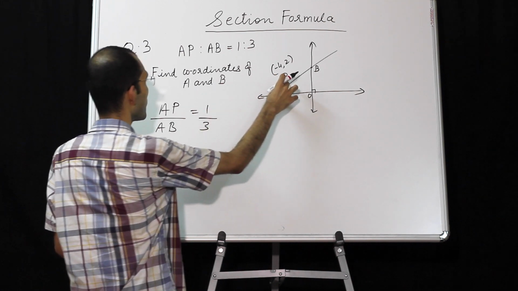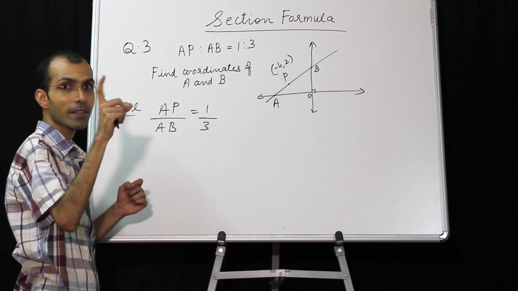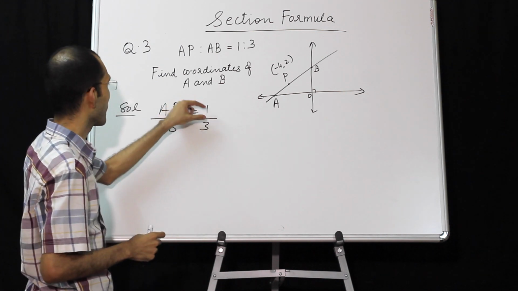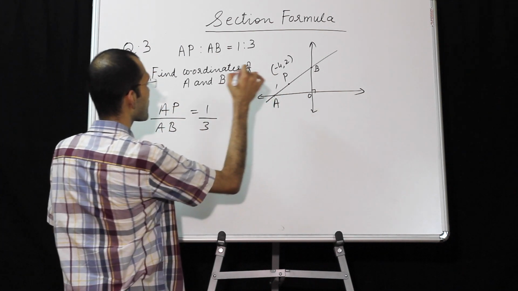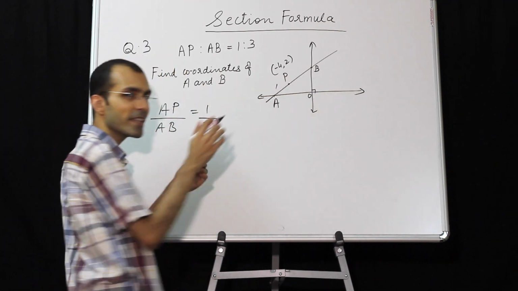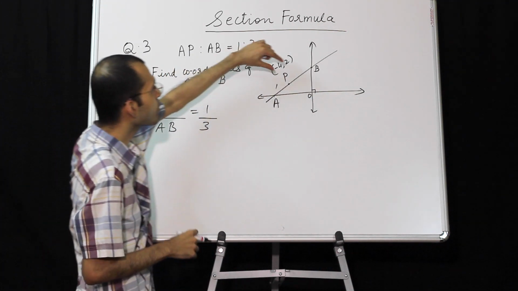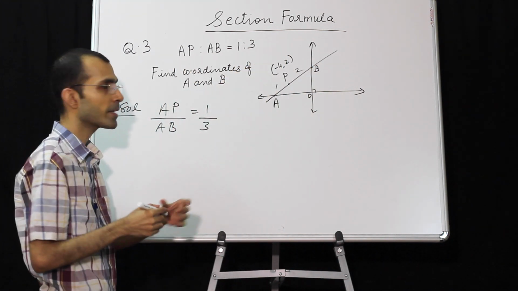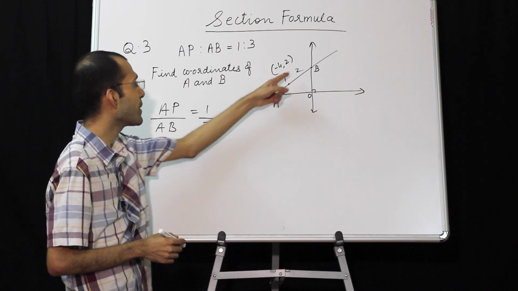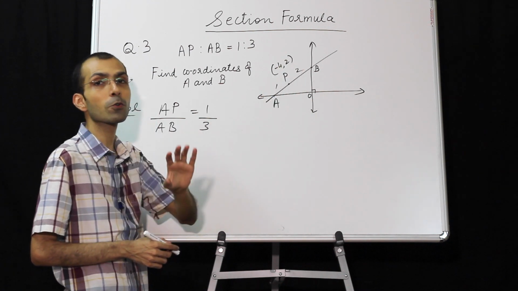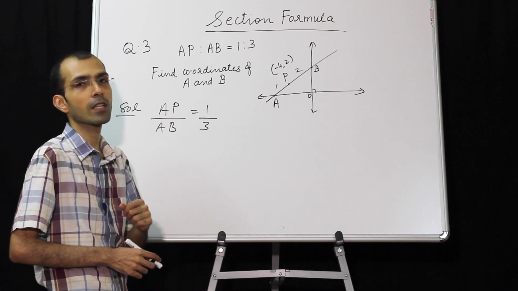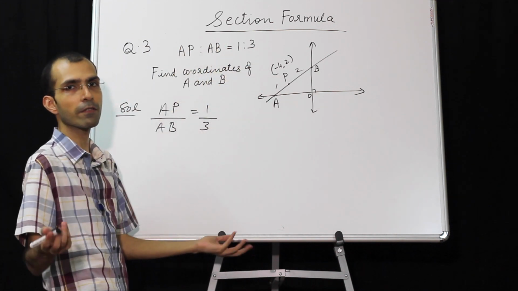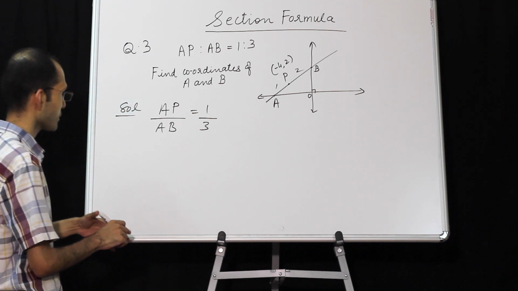So AP is 1, AB is 3 units, not in absolute terms but in the ratio form. So now this will be taken as 1 and the whole AB is 3. So how much would be PB? 2. So now we can say that point P divides segment AB in the ratio 1 is to 2. Therefore drawing diagrams is essential. If you just start working like this, you will take m is to n as 1 is to 3 and everything will go wrong.